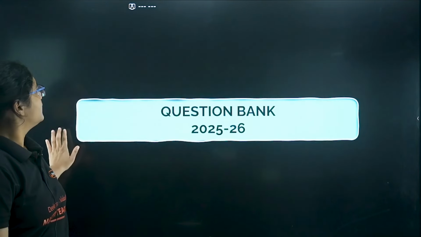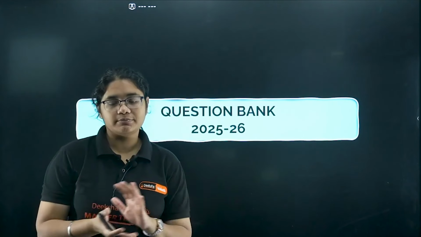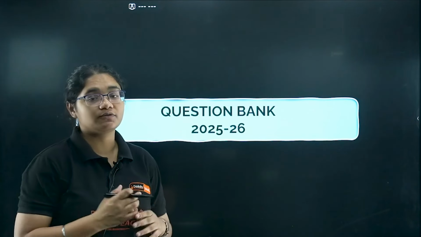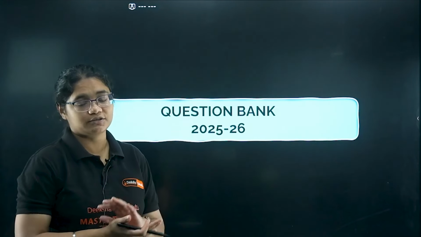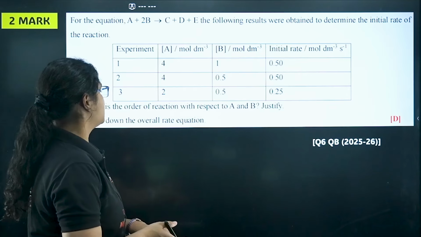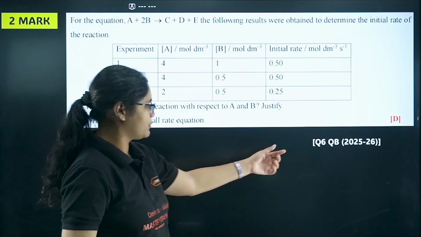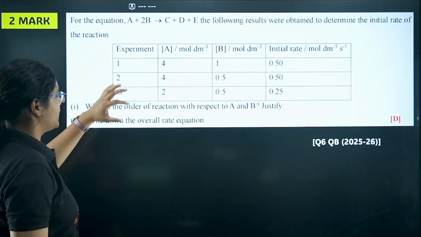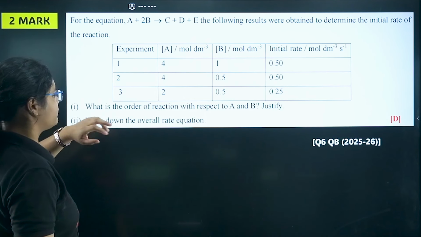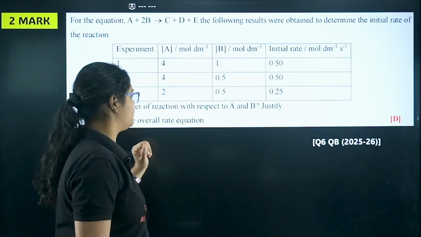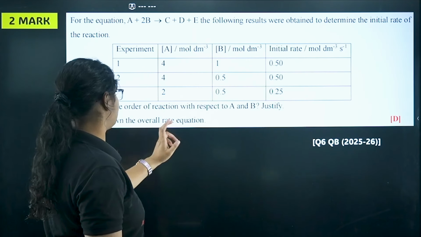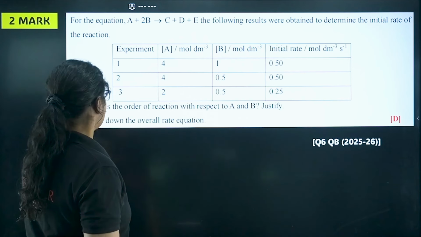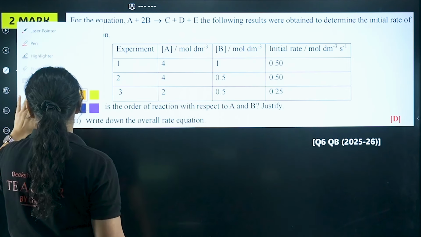Okay. Now we are done with the model question paper questions. Now let's see some questions from the question bank, the revised new question bank of 25-26. So the first question here is question number 6. Okay, so this is a 2-marker question. Here you have to find the order of the reaction with respect to A and B, and you also need to write the overall rate equation. Okay, so now you can see how to do this question.